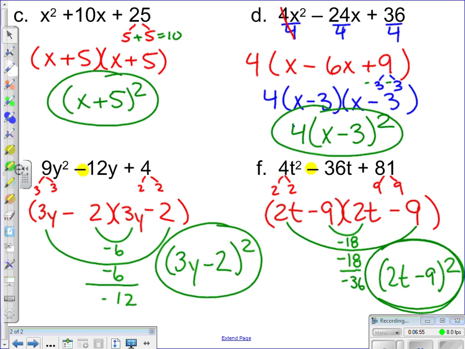If you get the same parenthesis for both of them, write it once with a squared. Okay? All right. Hope this was helpful.